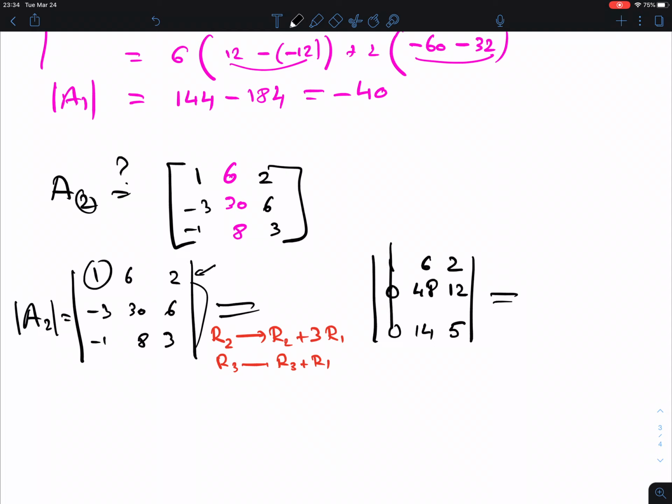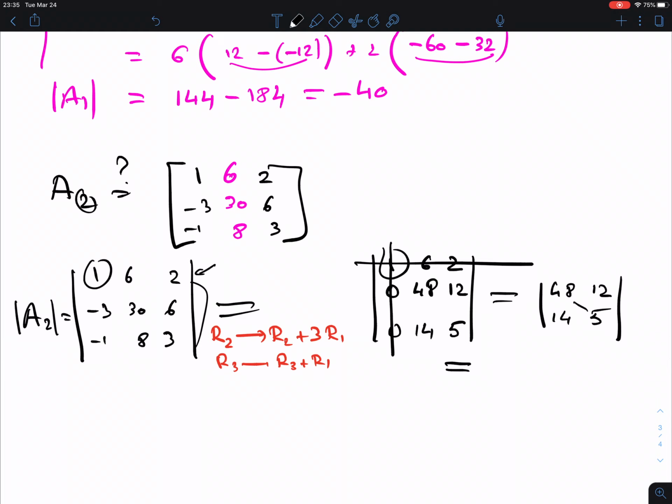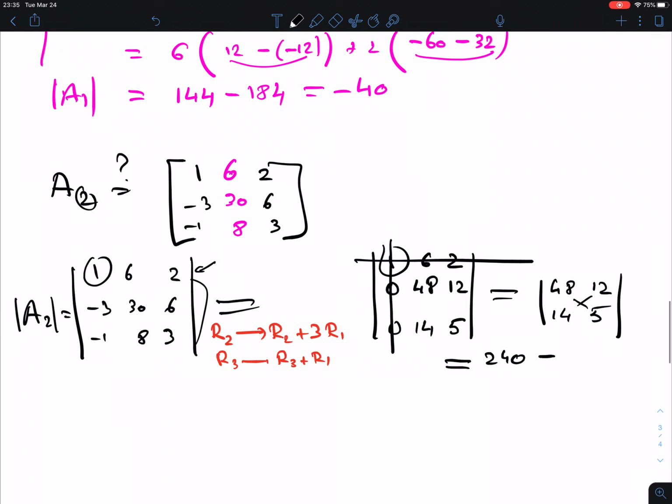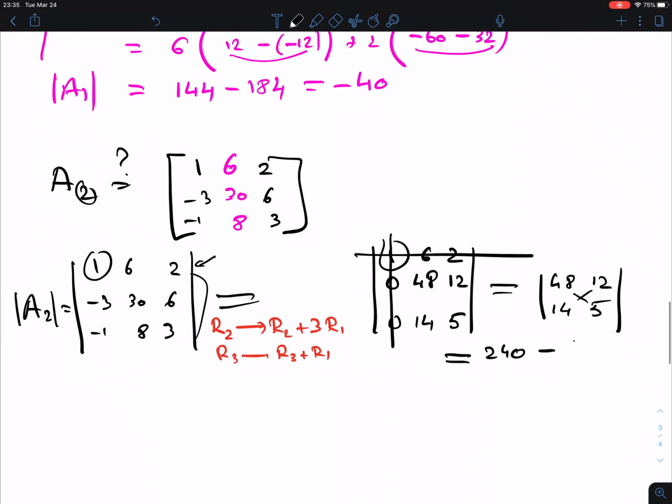Okay, so I expand along row and column. This is a 1, so nothing to do. This is also plus, so 48, 12, 14, 5. You see, these are rather big numbers. So 48 times 5 is 240, minus 14 times 12, okay, it's getting late, I don't know exactly, 168, and so the whole thing therefore should be 72.